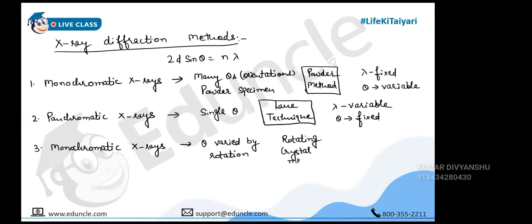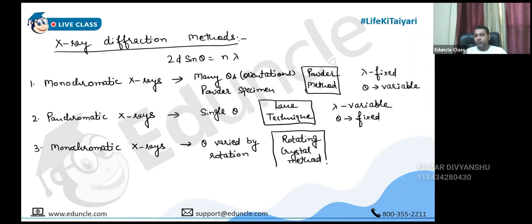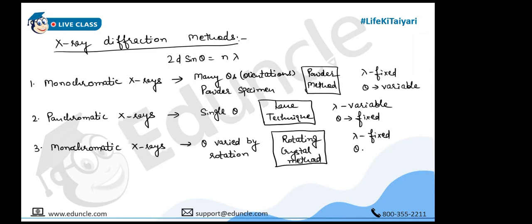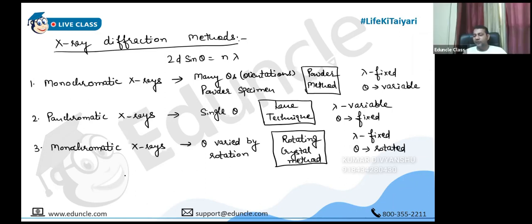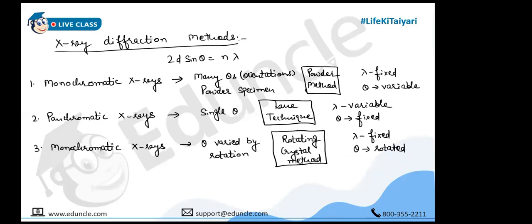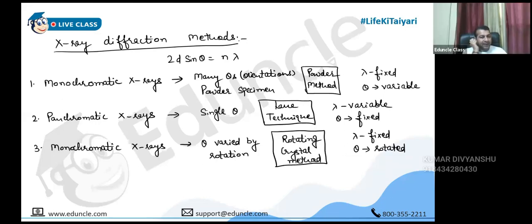So can you please repeat? When you are rotating the crystal, are you going to get the same set of planes facing the X-rays? No. You are varying the set of planes, and for different sets of planes you will get different thetas. Theta is variable, you are rotating theta. And depending upon this equation, because lambda is fixed, for a particular theta only a particular set of planes will satisfy this condition and give you the diffraction pattern. Clear? Okay, sir. Thank you.